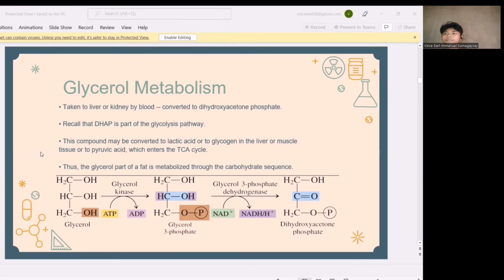Glycerol metabolism. Glycerol is taken to the liver or kidney by blood and converted to dihydroxyacetone phosphate. Recall that DHAP is part of the glycolysis pathway. This compound may be converted to lactic acid or to glycogen in the liver or muscle tissue, or to pyruvic acid, which enters the TCA cycle. Thus, the glycerol part of a fat is metabolized through the carbohydrate sequence. So these are the sequence right here.